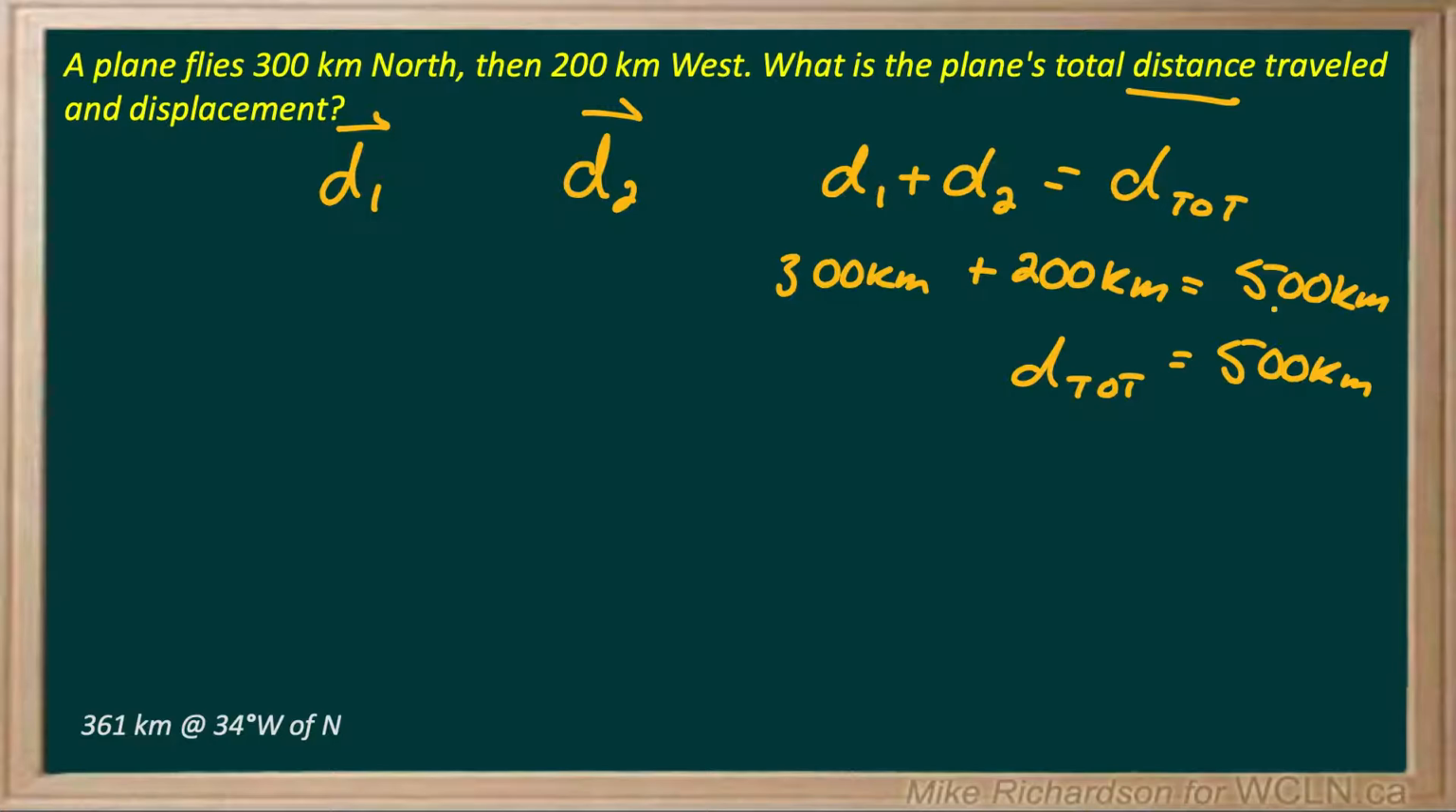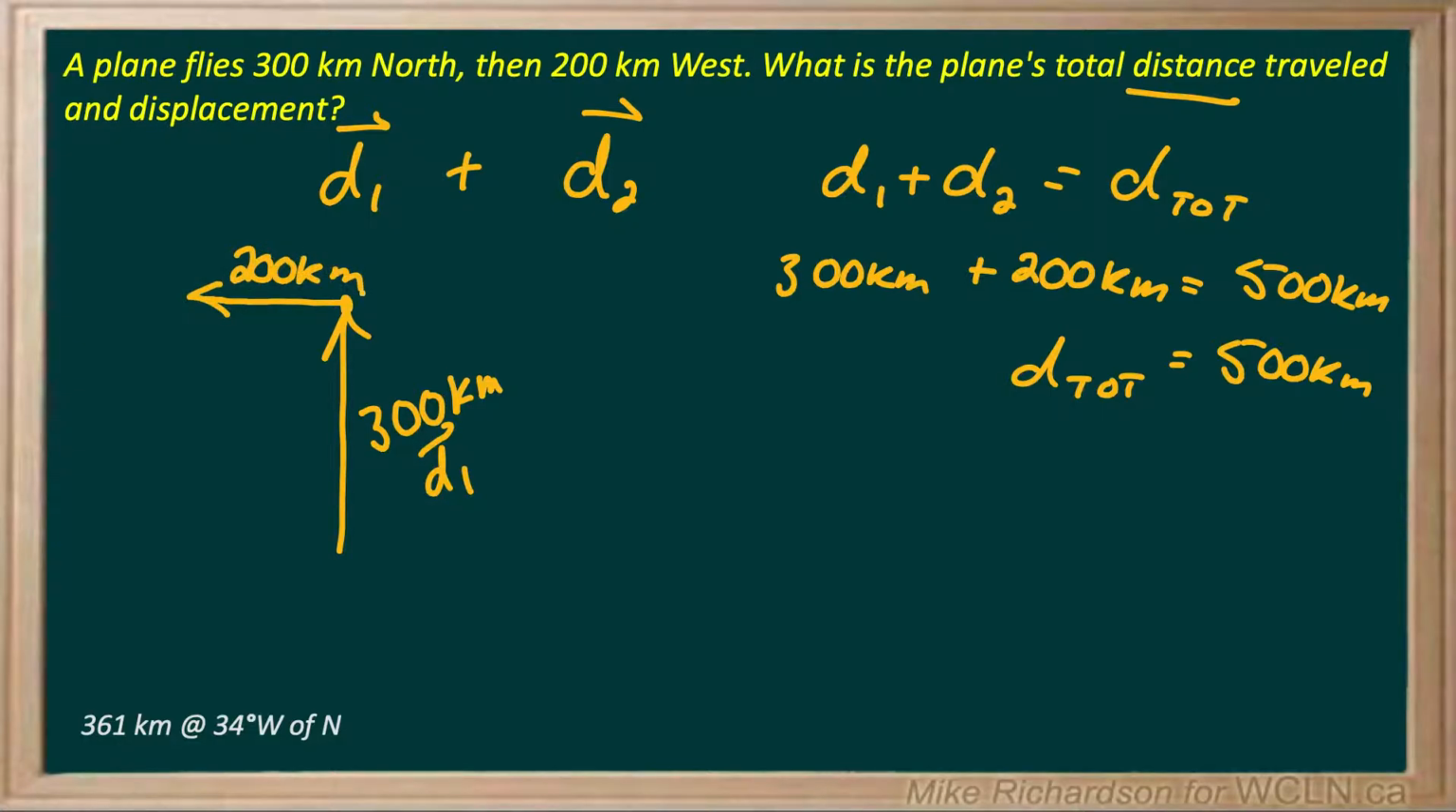Now what about the displacement? Well, because they're vectors, I have to add them tip to tail. So if I add D1 plus D2, if I do this tip to tail notation, D1 is 300 kilometers north, so I'll start with that. So this might be a 300 kilometer north vector. That's D1. And then at the tip of D1, I start D2, which is 200 kilometers west, something like that.